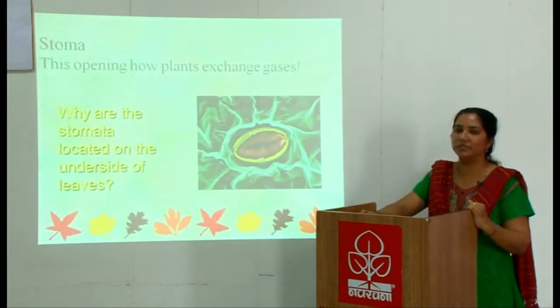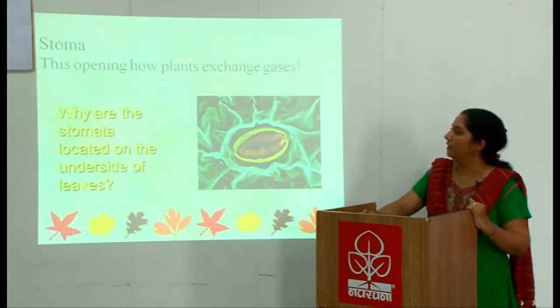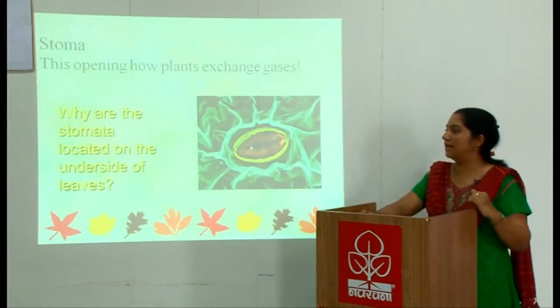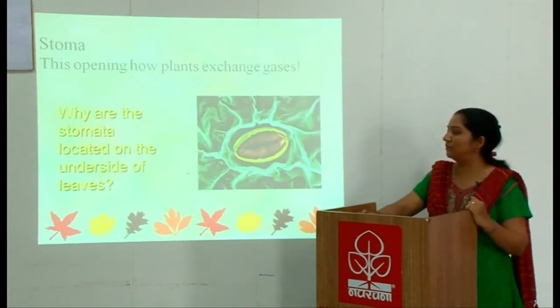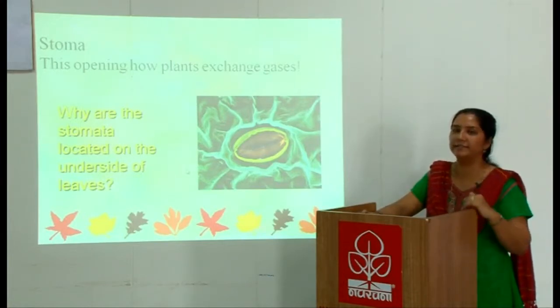Now this is the stomata which I was talking about in the diagram. Here you can see this is for the exchange of gases, and this is mostly found below the surface of the leaf, so that the transpiration rate is less.